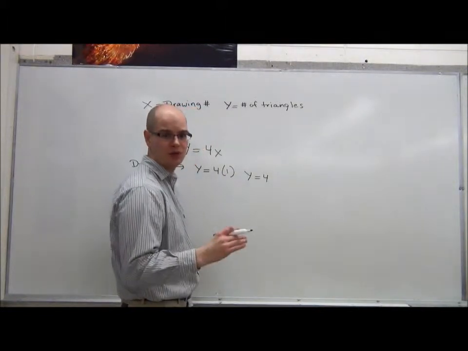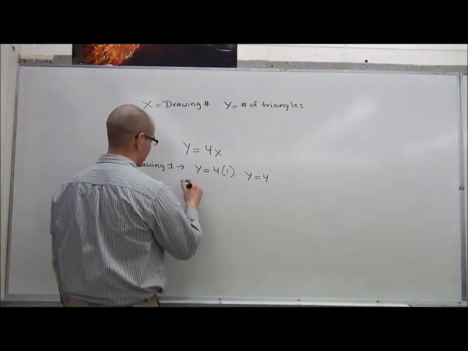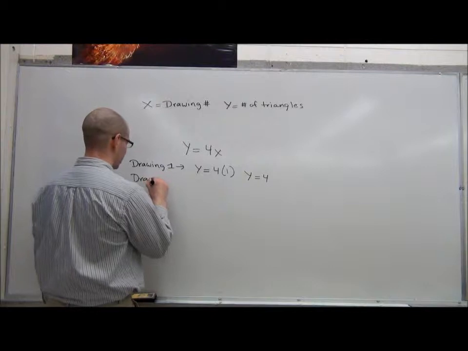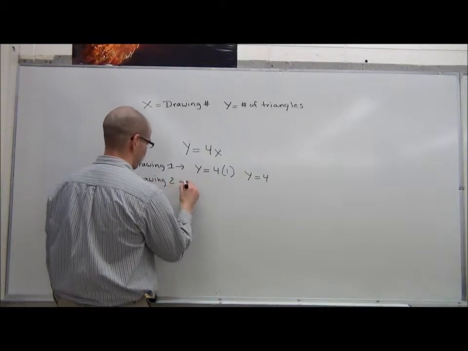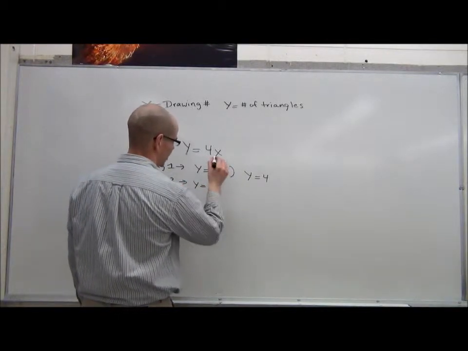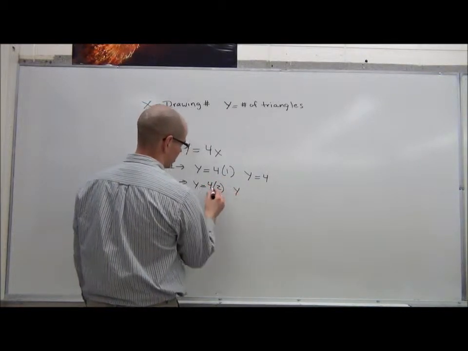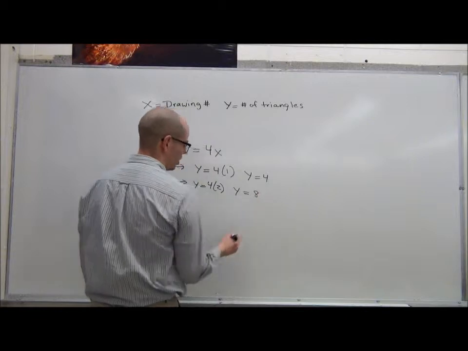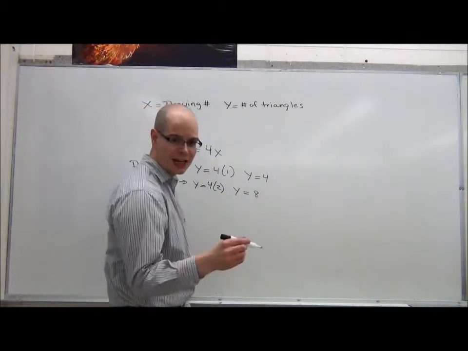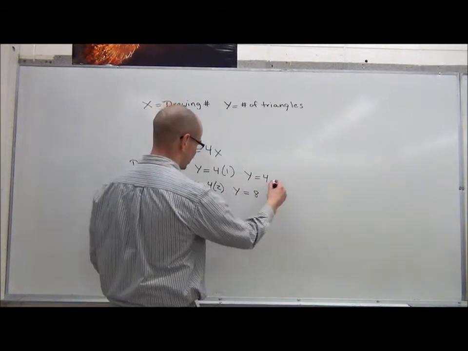Sometimes you get a pattern that works for one, but not for the others. So let's try it again. Drawing number 2. So I'm going to plug 2 in now for x. We're going to see what y equals. 4 times 2 is 8. We now get y equals 8. We had 8 for the second drawing in our table, so it worked out again.